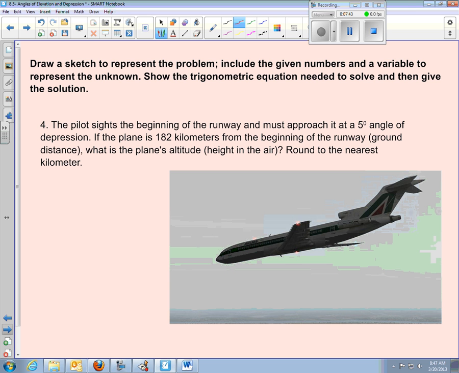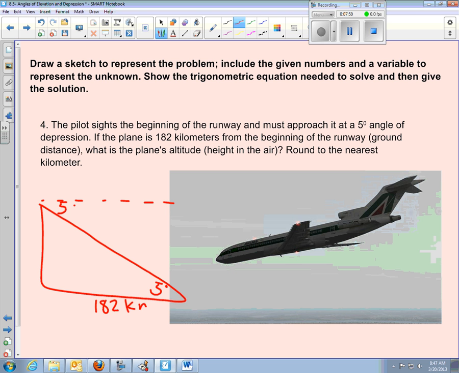All right, so go ahead and draw our right triangle. Here it says it's an angle of depression, so we're going to put 5 degrees there, and then we're going to drop down 5 degrees here. If the plane is 182 kilometers from the beginning of the runway, then it says, what is its height?